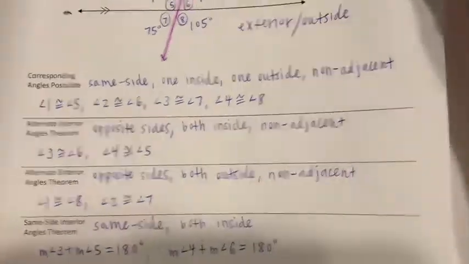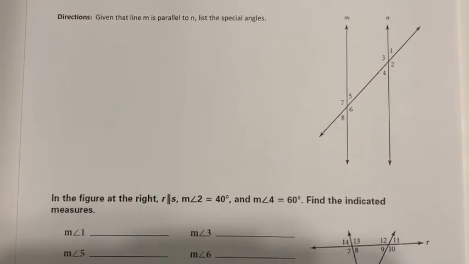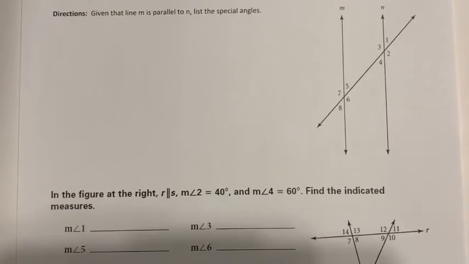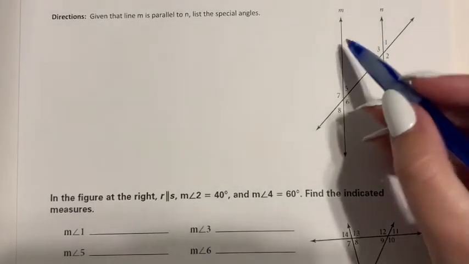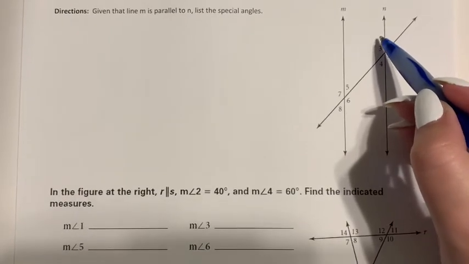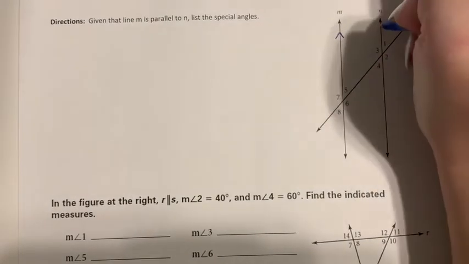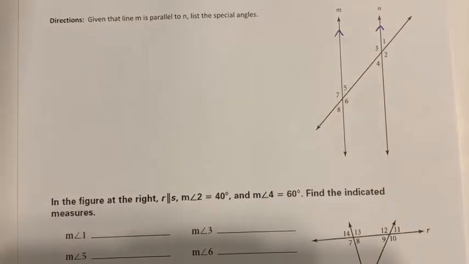And if we flip to the back side of our notes now, we can practice using the information we know about these special angles. So the directions say, given that line M is parallel to line N, we are asked to list all the special angles. So I'm going to make a note here. I'm going to put the parallel tick marks.